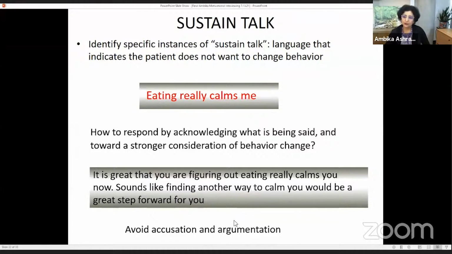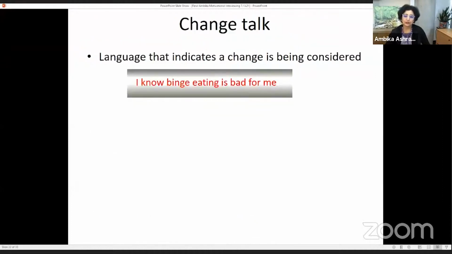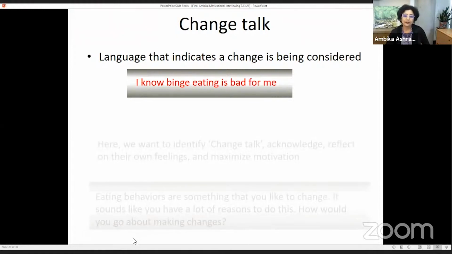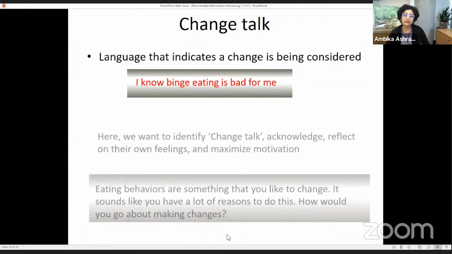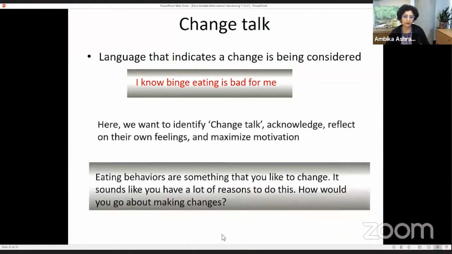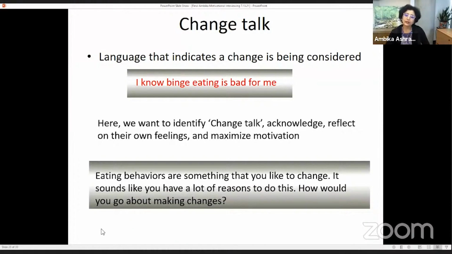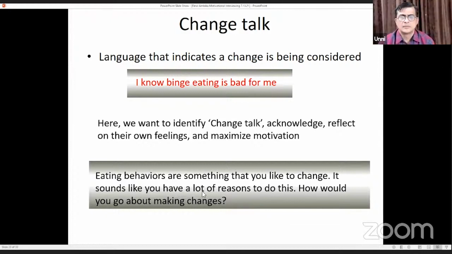And another aspect Dr. Austin talked about is change talk, language that indicates a change is being considered. For example, if the patient says, I know binge eating is bad for me, here we want to identify change talk, acknowledge, reflect on their own feelings, and maximize motivation. Eating behaviors are something you'd like to change. Sounds like you have a lot of reasons to do this. How would you go about making changes?